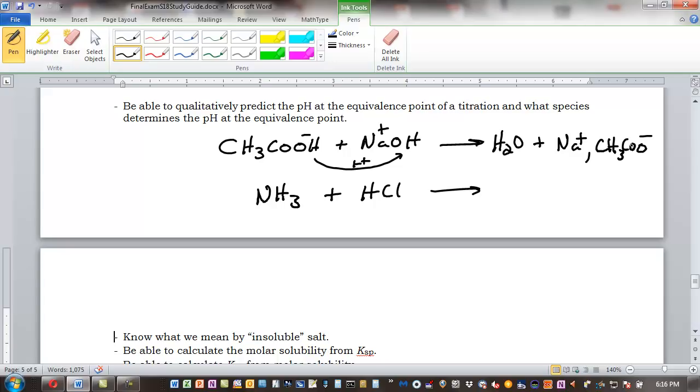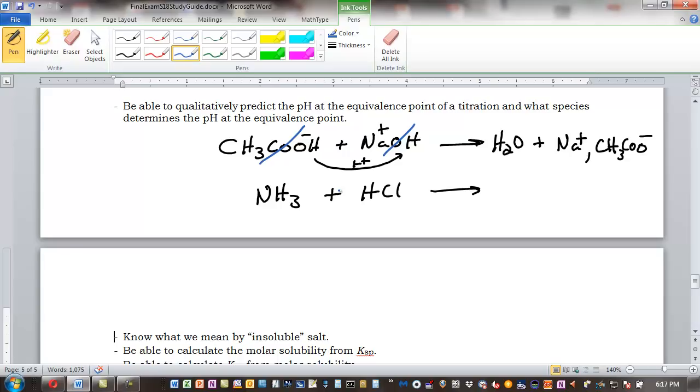So at the equivalence point, the acid is gone, the base is gone. We've added just the right amount of base to completely react with the acid. So at the equivalence point, all we have is salt dissolved in water. And so there's our salt, Na plus CH3COO minus. Is sodium ion going to do anything? Nope. What about acetate ion, CH3COO minus?